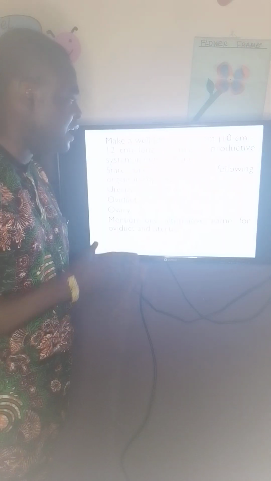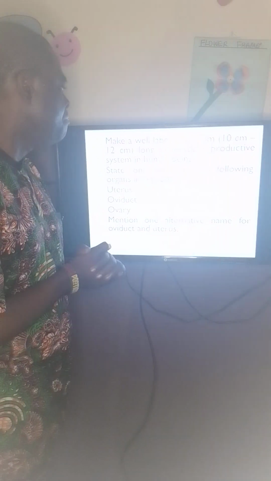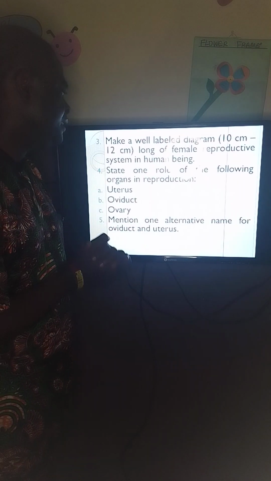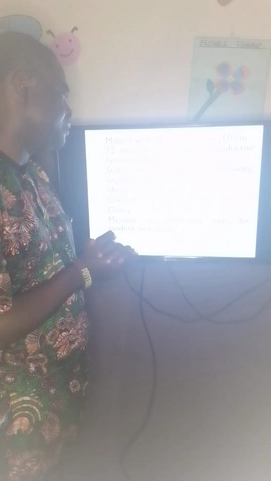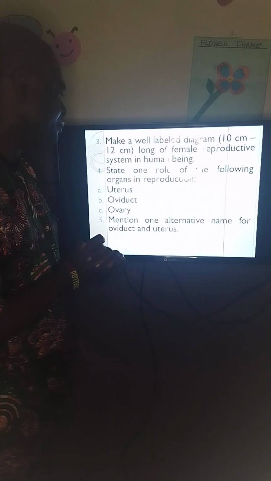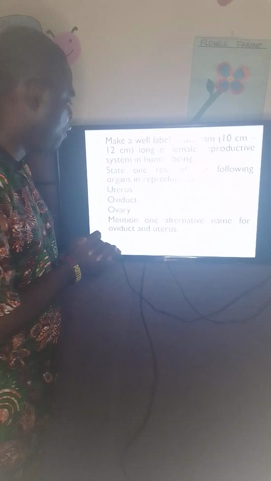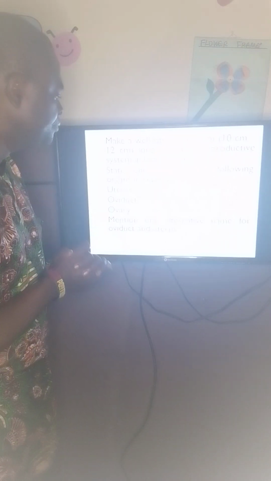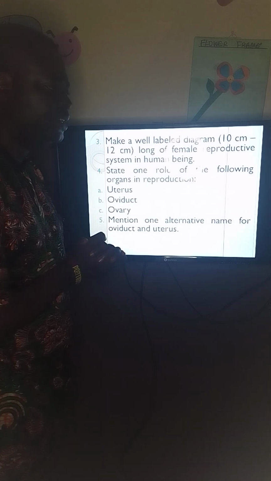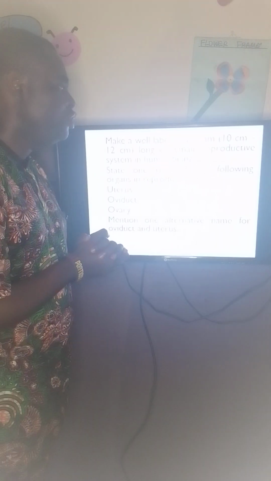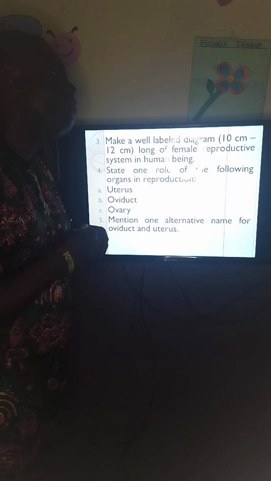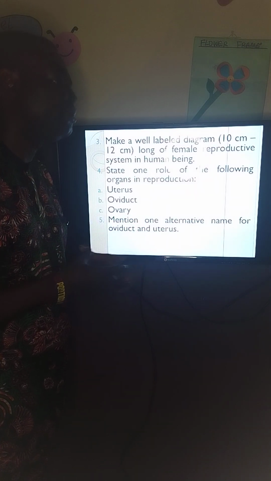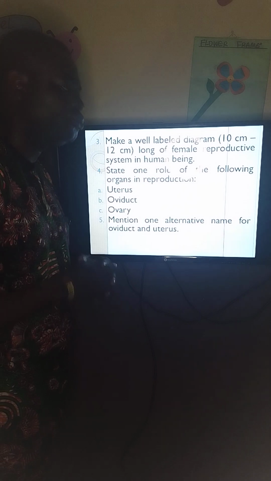Now we are moving. Another question that WAEC has ever asked is, make a well-labeled diagram, 10 cm to 12 cm long, of the female reproductive system in human beings. Now, if you want to draw, take note, there are some guidelines. You don't have to know how to draw very well before you score marks. Drawing has always been a bonus to biology students.